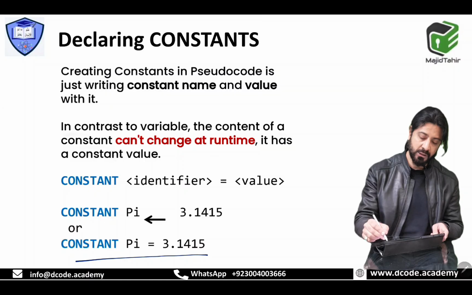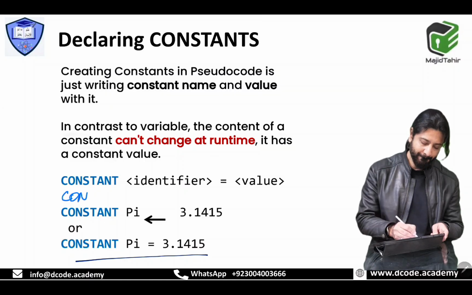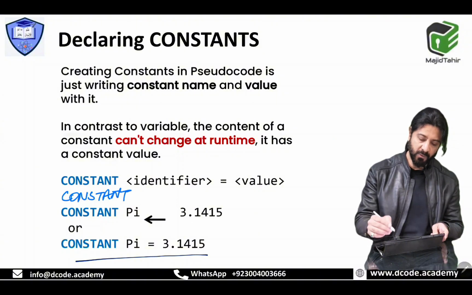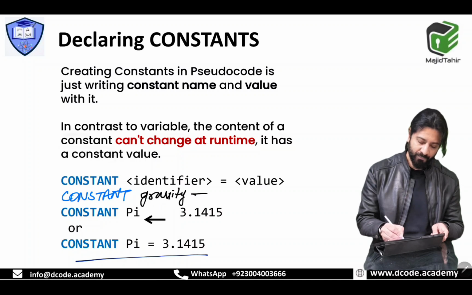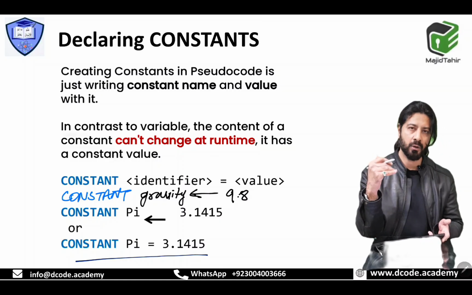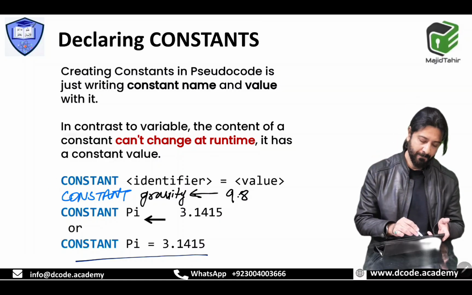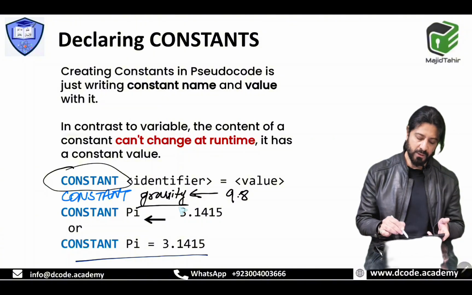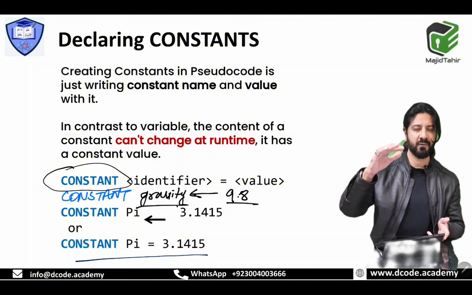So the keyword is constant, then the name of the constant. For example, I'm making a constant of gravity, arrow, and then the value, which is going to be 9.8. So initially when you declare a constant, you write down the constant keyword and then the name of the constant and the value of the constant. So the programmer normally gives that in the program.